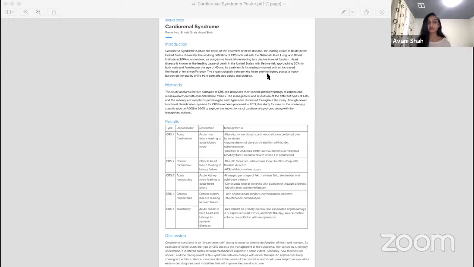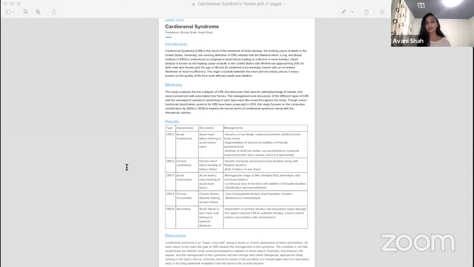In addition to diuretic therapies, CRS3 is managed by maintaining the fluid, electrolyte, and acid-base balance. CRS4 is also treated with phosphate binders, erythropoietin, and with maintenance hemodialysis. Finally, CRS5 is managed based on the primary disease and its associated organ damage. This subtype is commonly substance-induced, which can be treated with antibiotic therapies and volume resuscitation.